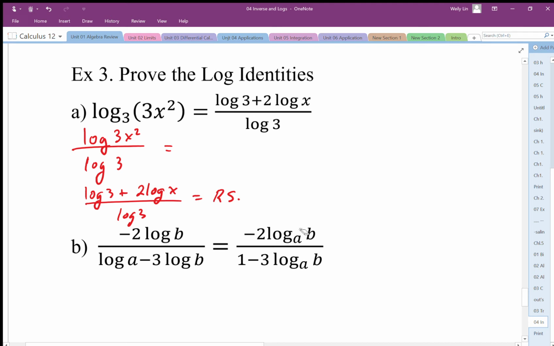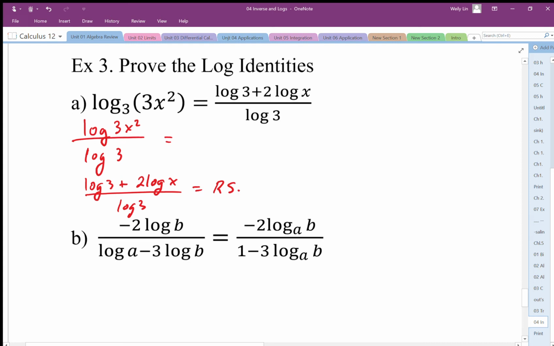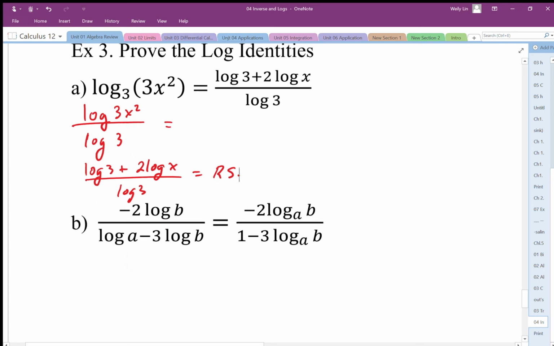Here it looks the same, except I have base A, base 10, base 10. This is base A, base A. So how am I going to do this? I'm either going to change everything to base A or everything to base 10. In the last one, I changed it to base 10. Here I'm going to change everything to base A. So I'm going to use the change of base formula. I'm just going to do it the long way, and change everything to base A like this.